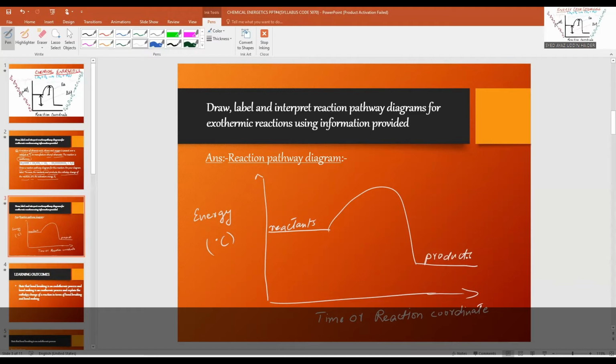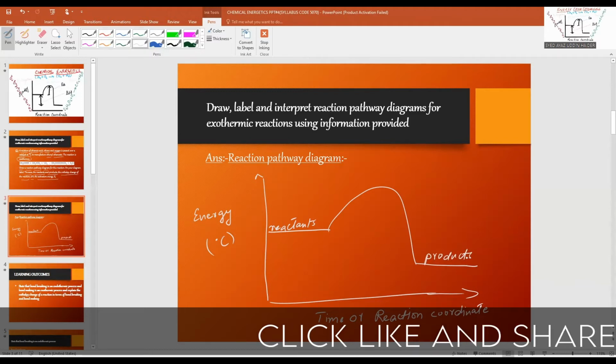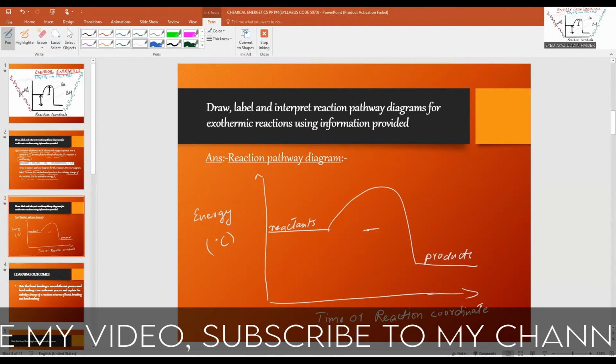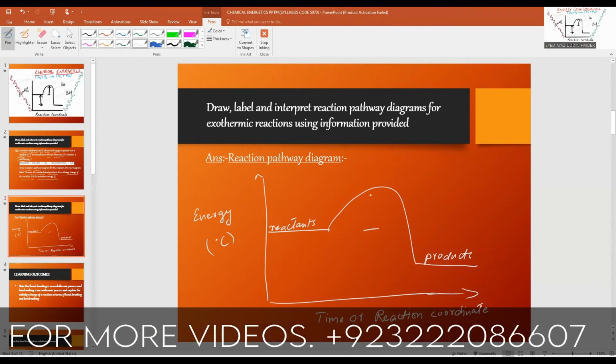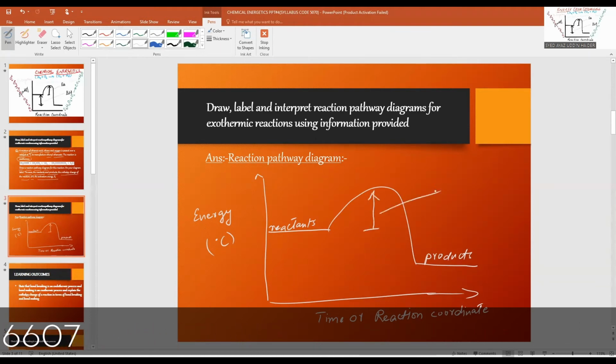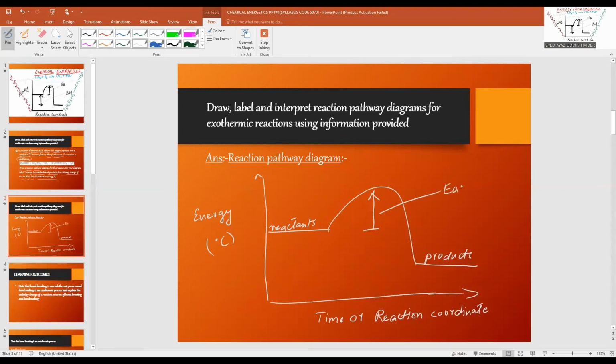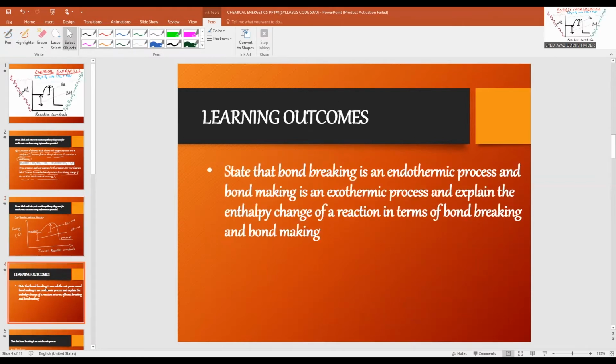Now show enthalpy change and activation energy for this reaction. Activation energy for this reaction will be this one. The sign of EA will be positive, as I told you that for exothermic and endothermic reactions, it's always positive. This reaction is exothermic, so the delta H will be negative. The heat is released to the surroundings.